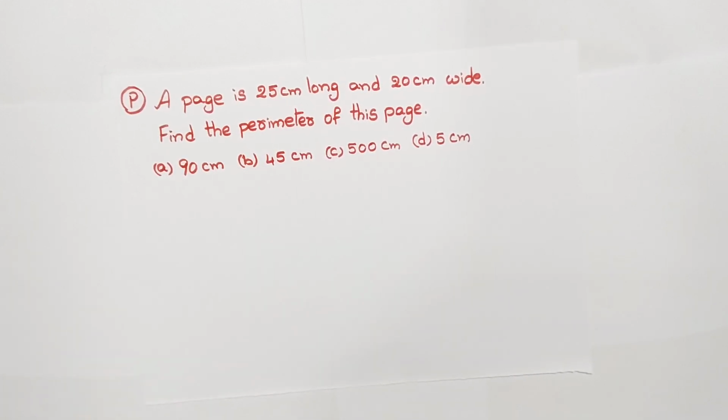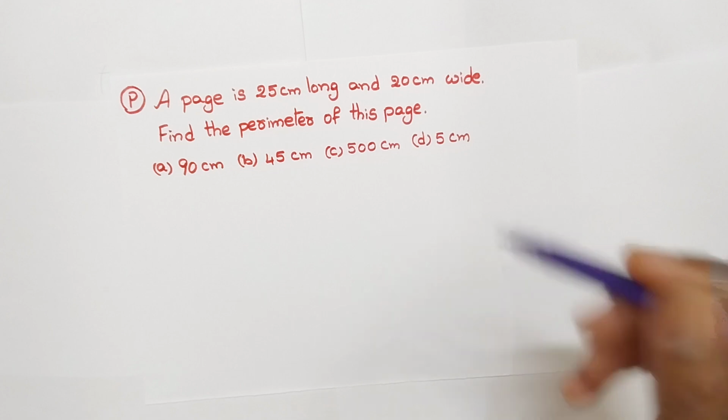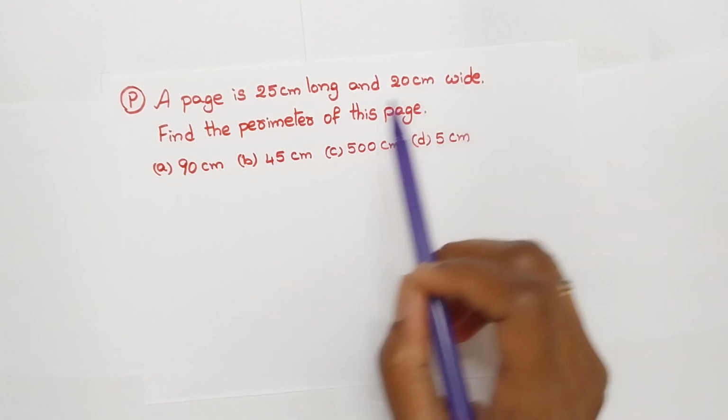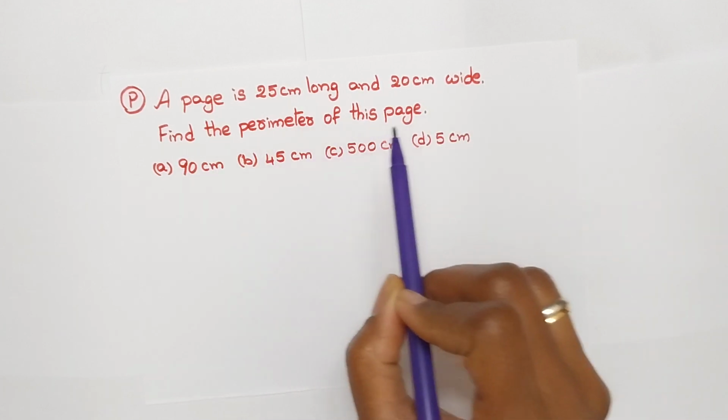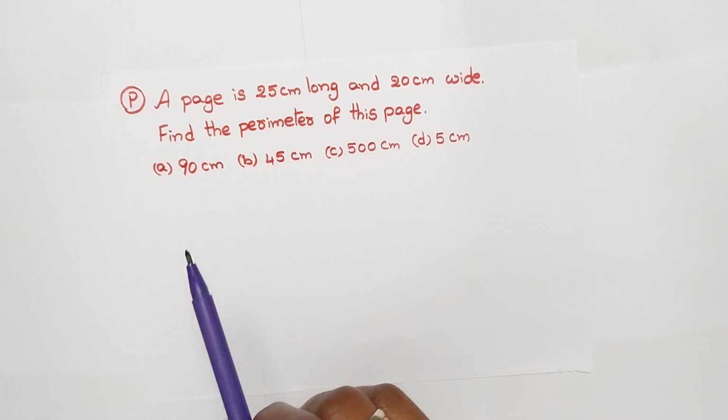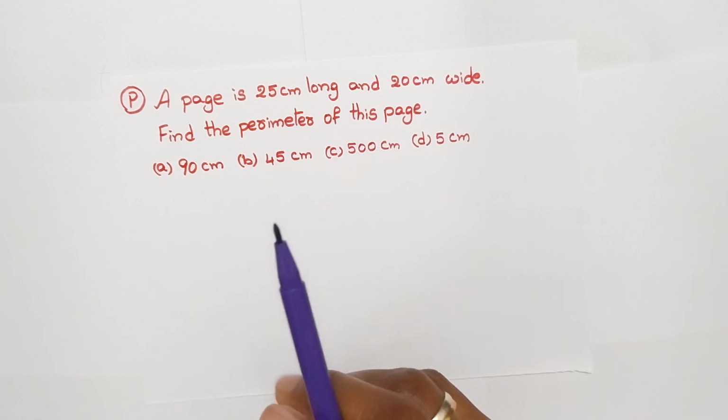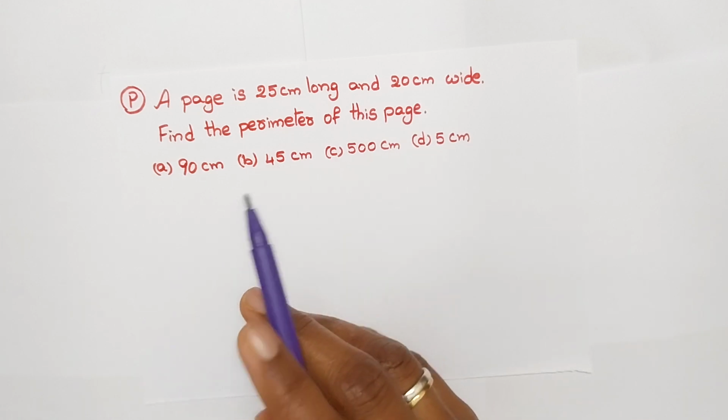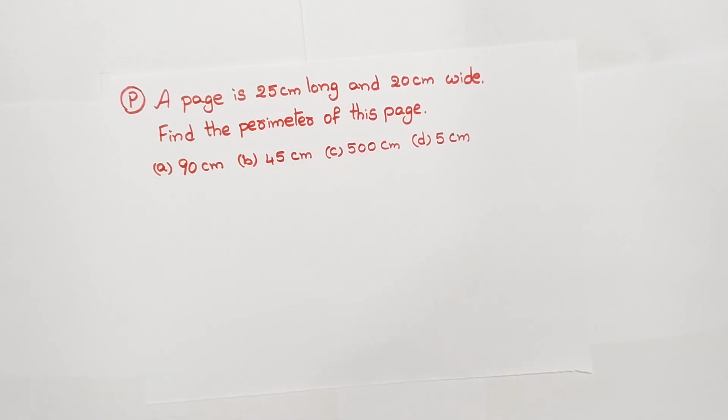What is the problem given? A page is 25 centimeters long and 20 centimeters wide. Find the perimeter of this page. Generally, if in a problem they mention just a page, we need to think of it as a rectangle, but either rectangle or square based on the values.